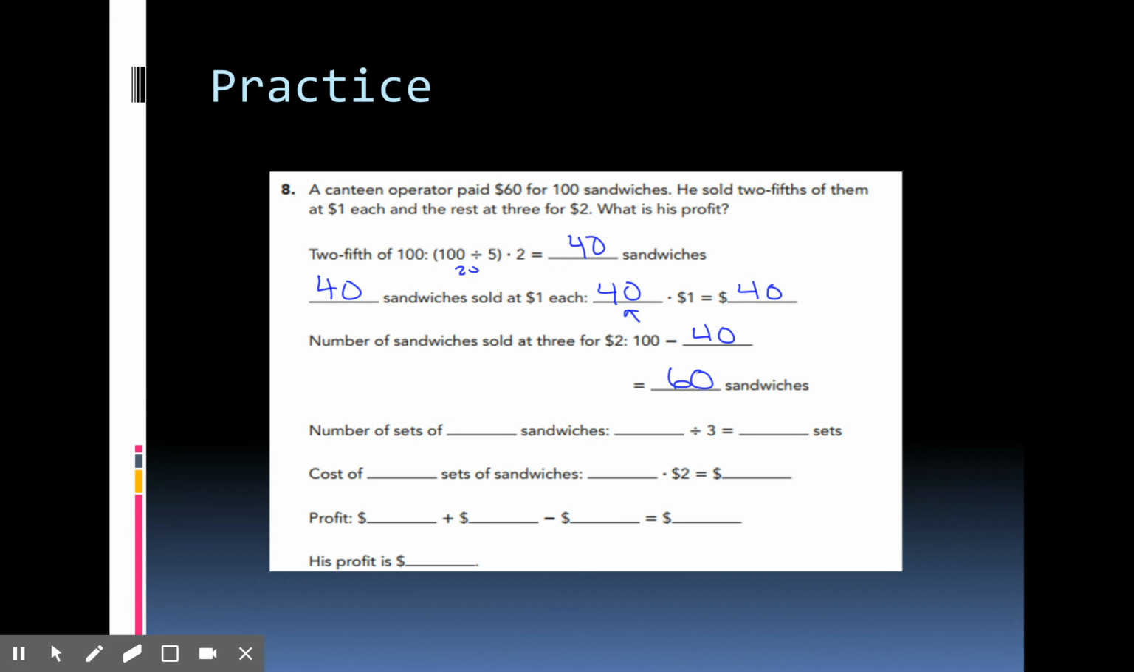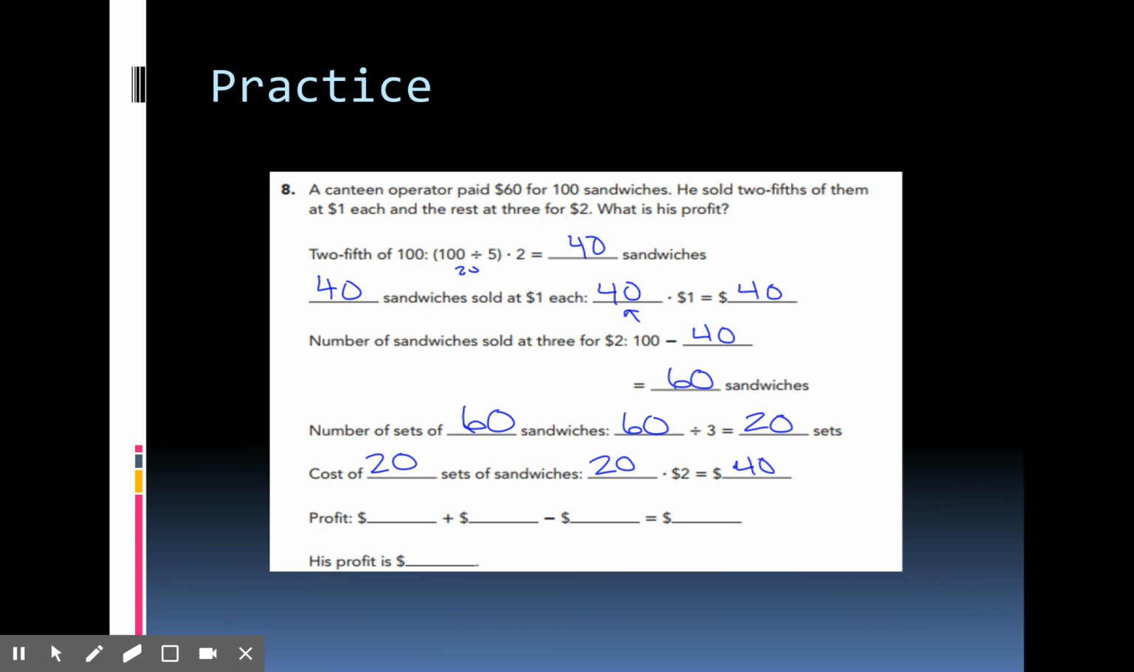So the number of sets of 60 sandwiches is 60 divided by 3. That would be 20 sets. So the cost of the 20 sets was $2 a set. So 20 times $2 is $40.